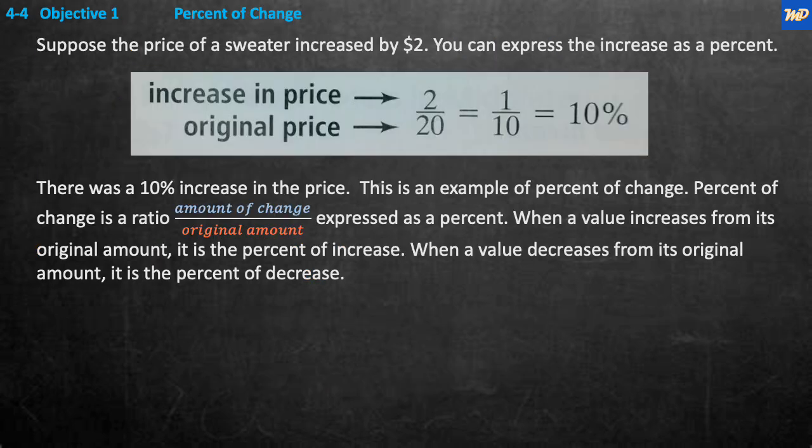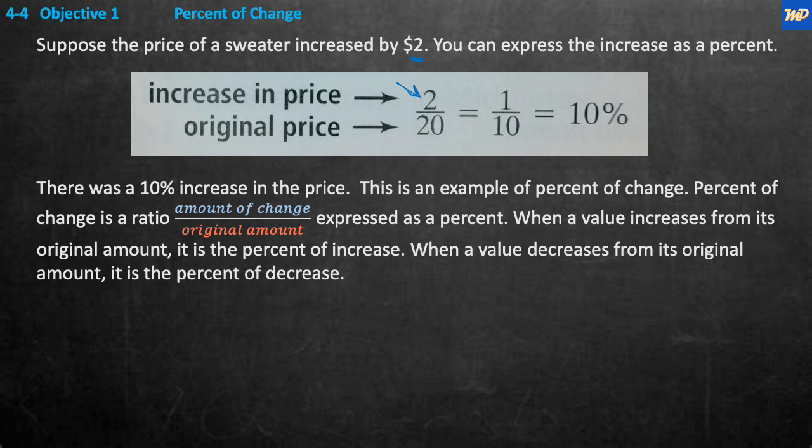Okay, objective 1, percent of change. Suppose the price of a sweater increased by $2. You can express the increase as a percent. So the increase in price right here we said was $2. There's the increase in price, $2 right here, and the original price, $20. Okay, that's what they're saying here. So then that equals 1/10.